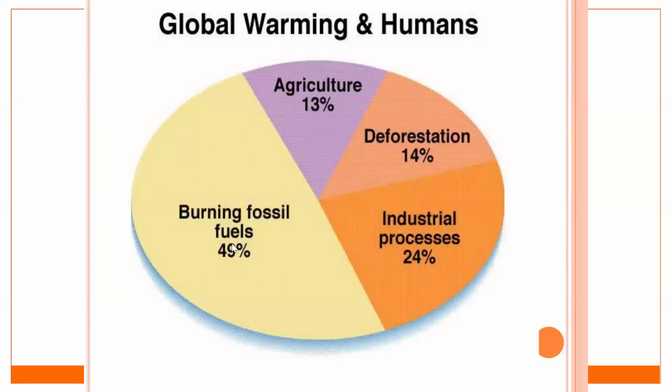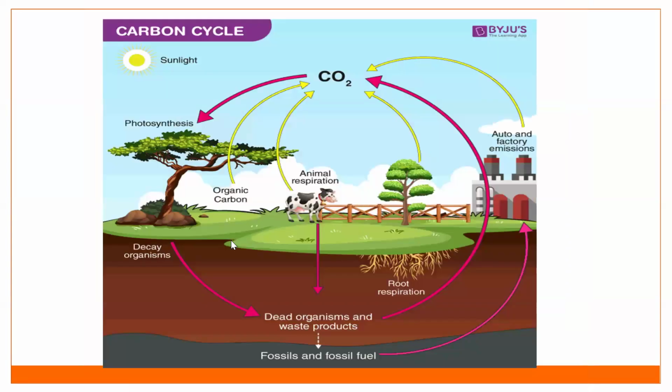This is how humans contribute to global warming. Burning of fossil fuels 49%, agriculture 13%, deforestation 14%, industrial process 24%. The carbon cycle is a natural cycle. If you upset this cycle with too much carbon in the atmosphere, then more water will be pumped into the atmosphere. There will be floods and droughts. This carbon cycle is natural, but we should not disturb it. That will affect the hydrological cycle and other cycles which maintain the health of the planet.